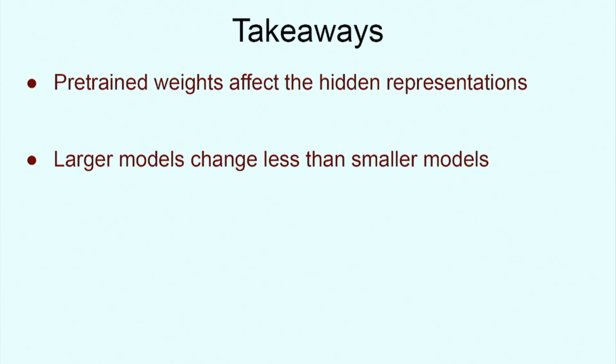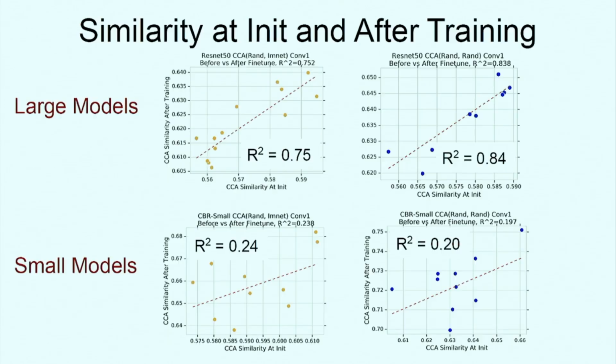However, there was also an interesting confounding effect we noticed, which is that larger models were changing less than smaller models. In particular, for large models, there was a surprising correlation between the similarity of representations at initialization to the similarity of the representations having trained on this medical task. This wasn't true for the smaller models that were changing much more through training.